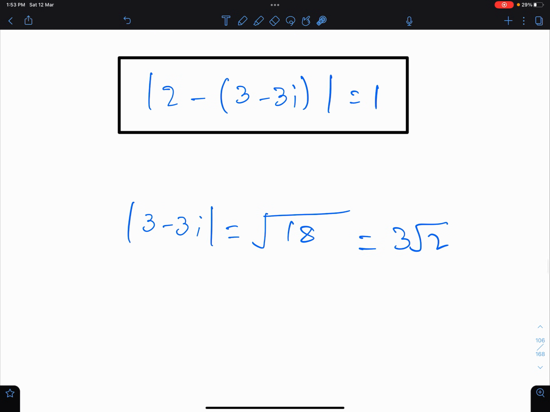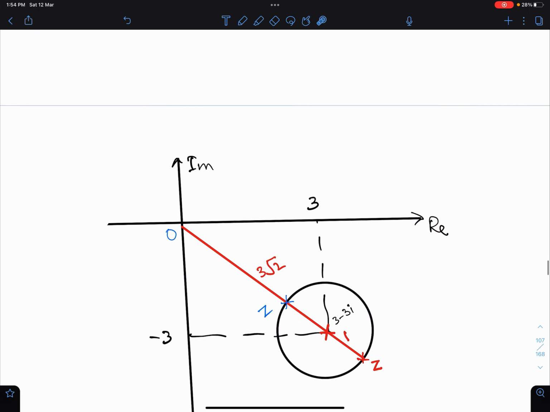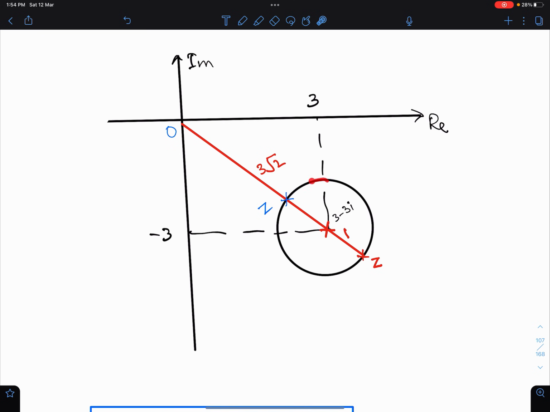The center of this circle is at 3 minus 3i. And the modulus of this center is 3 root 2. Now we have to sketch the circle. Since center is at 3 minus 3i, this circle must be in the 4th quadrant. And this is the modulus of the center, 3 root 2. And this is the radius of this circle, 1.